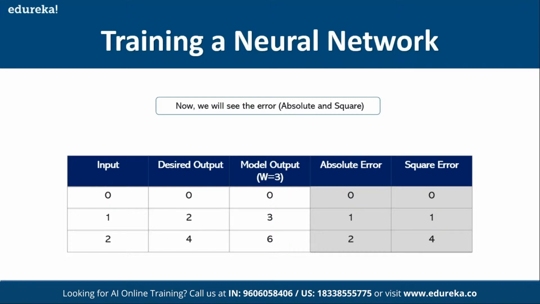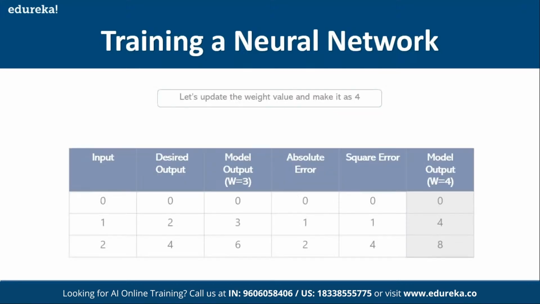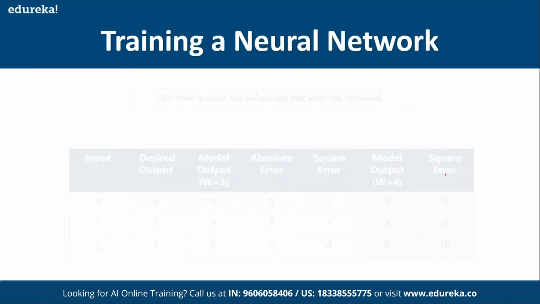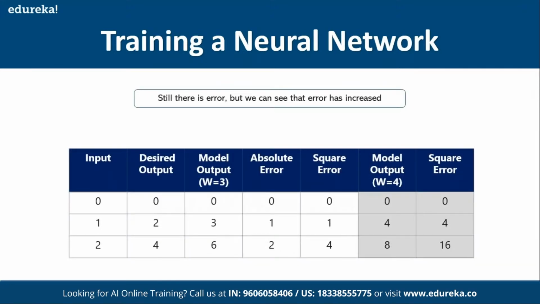For this model output where w is equal to 3, I got my squared error as 0, 1 and 4. Now I change my weight from 3 to 4. So I get the values 0, 4 and 8: 4 into 0 is 0, 4 into 1 is 4, 4 into 2 is 8. Now I get my absolute and squared error, the squares being 0, 4 and 16.